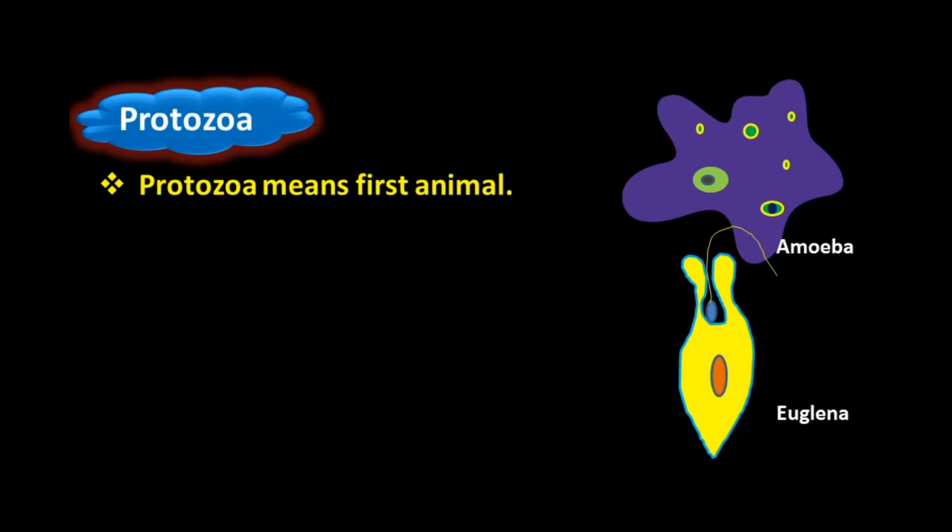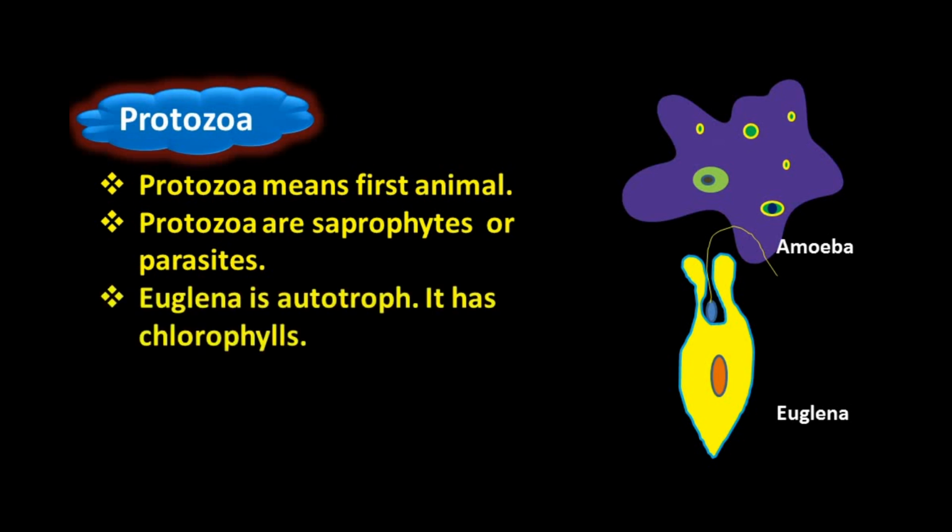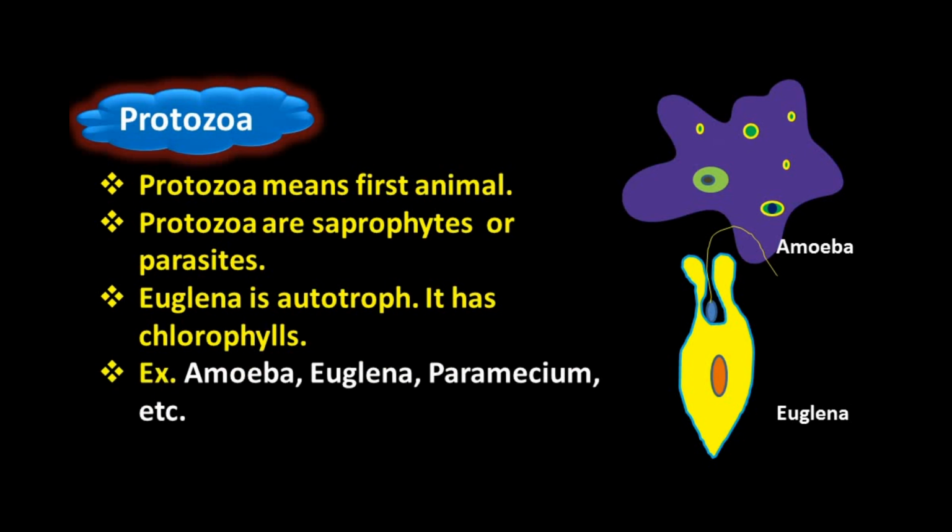Protozoa. Protozoa means first animal developed on Earth's surface. Protozoa are saprophytes or parasites. Euglena is an autotroph. It has chlorophyll, which means it can make its own food by the process of photosynthesis. But other protozoa are saprophytes or parasites. Examples of protozoa are amoeba, euglena, paramecium.